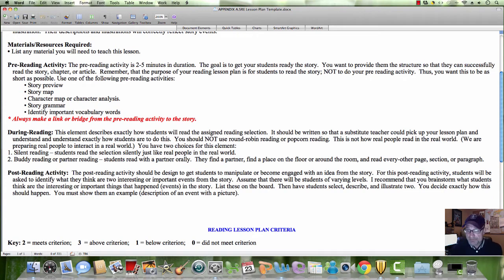Designed to get students to manipulate, become engaged. Students will be able to identify what they think are 2 interesting or important events. Assume that there will be students at varying levels. I recommend that you brainstorm what students think are interesting or important. All right, list these on the board and then have students select, describe, or illustrate too. You decide exactly how this should happen. Maybe they'll have a reading journal or a log or a creative writing. And again, this is open-ended for you to decide how you think this should happen.